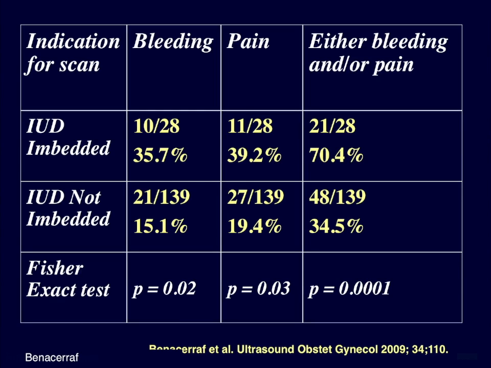So we did a study looking at the patients who came in who had IUDs. And we looked at whether or not they were embedded and what the indication for the scan was. Those that had an embedded IUD, you can see here, had a higher incidence of pain and bleeding, and had a 70% incidence of coming in for the scan because of either pain or bleeding. Whereas those who had an IUD that was not embedded had a much lower incidence of pain and bleeding, and you can see that that was statistically significant.